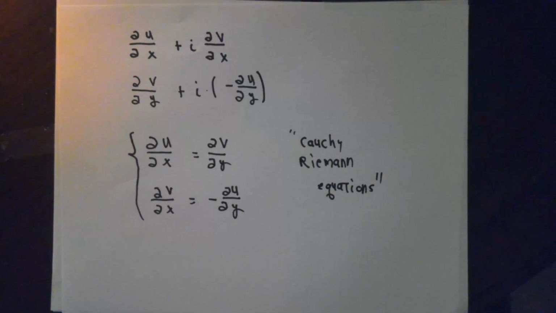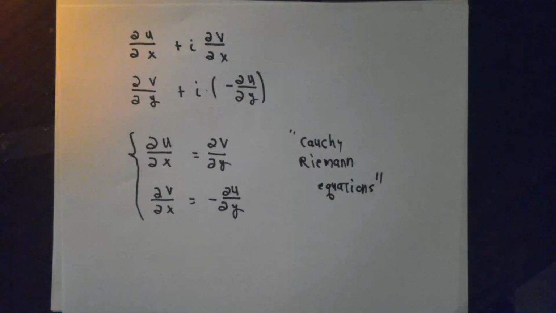If u and v are the real and imaginary parts of a differentiable function, then these two equations must be true. Taking the contrapositive, if even one of these two equations is not true, then the function is not differentiable.